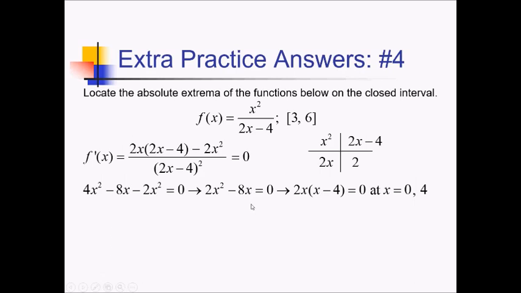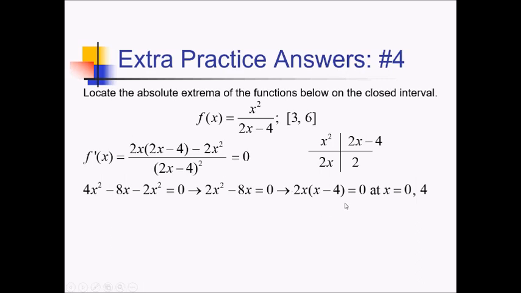Now there is one other critical value that might come into play. Looking at my denominator here, an x value of 2 would make this denominator 0, which would make the derivative undefined, which would give us another critical value. But 2 is not between 3 and 6 either. So we actually don't have to worry about that one.